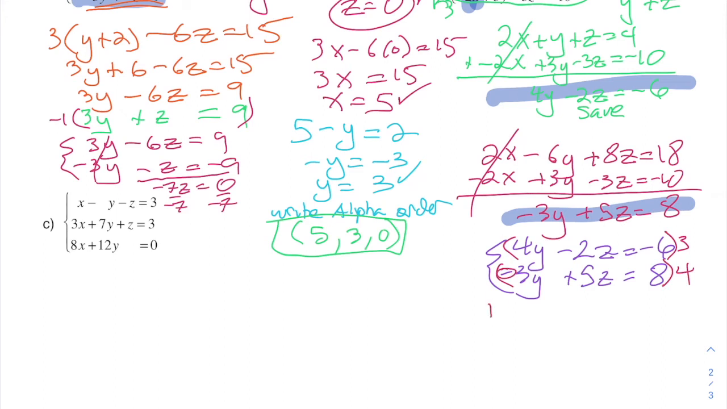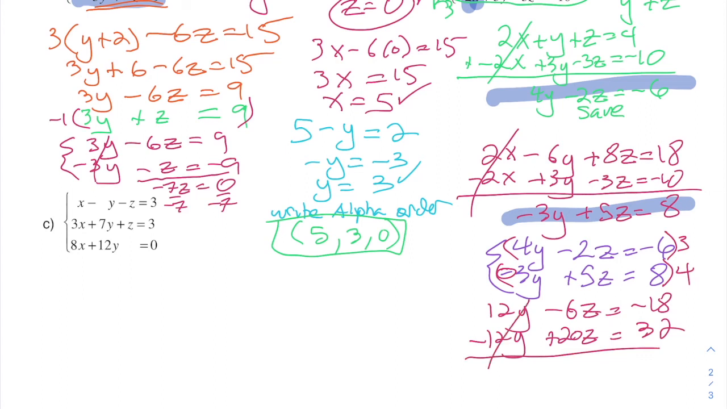So now this becomes 12y minus 6z equals negative 18, and negative 12y plus 20z equals 32. Y's are eliminated. Negative 6z plus 20z gives us 14z, and negative 18 plus 32 gives us 14. And now I solve for z. Z is equal to 1. All right, now I'm going to work backwards and find y. So plugging 1 in, it doesn't matter which equation, let's just go ahead and plug it into this one right here.